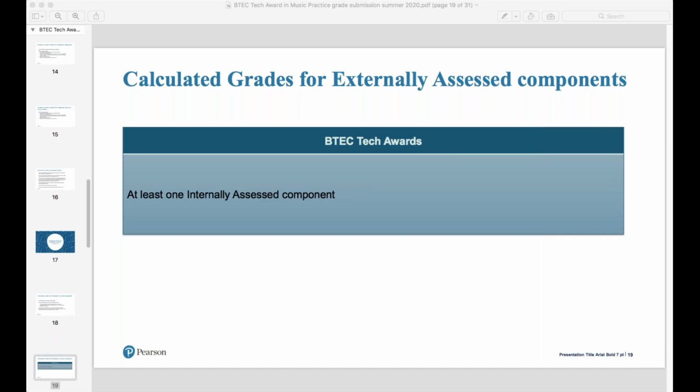If a student has completed component 1 in year 10, will they be given an external grade? So if they had a registration for this summer and they have completed component 1, they can receive the calculated grade for the external assessment this summer.